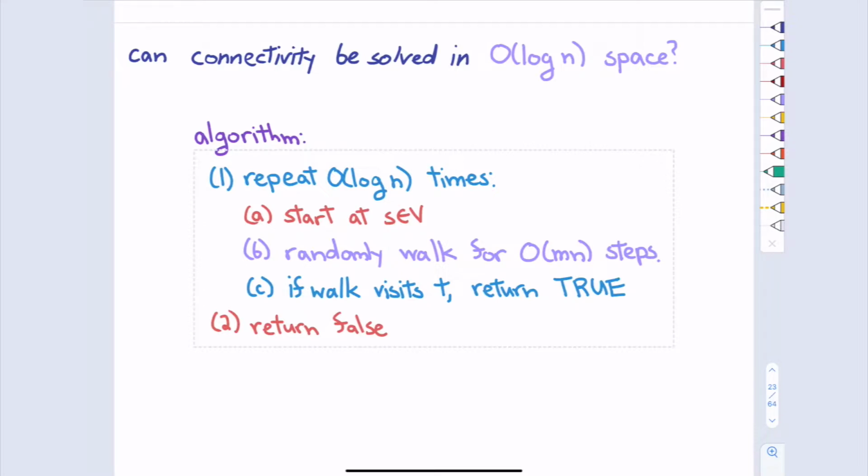One thing worth pointing out is that you do need to keep track of how many steps you've taken, so you know when it's a good time to give up, but you only need log of mn bits, which is log n. So you have room for a counter as well. So you need a counter and to keep track of which vertex you're on.